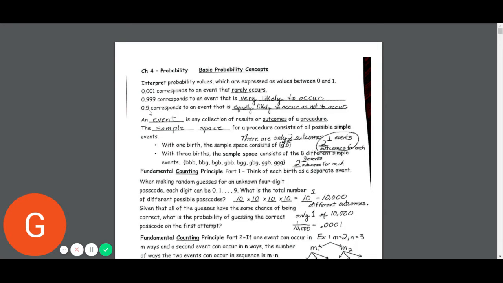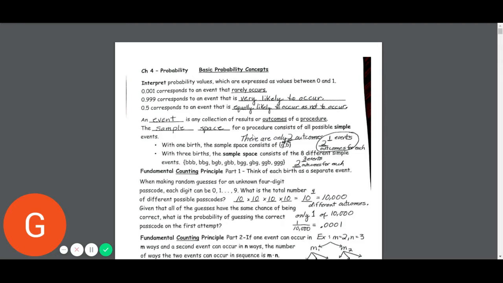We've got 0.5, which we would recognize as 5/10 or half, corresponds to an event that is equally likely to occur as to not occur. So obviously we're moving from rarely to equally likely, not likely, all the way to the other end of the spectrum where it's very likely to occur. So we're going to interpret all different kinds of events.